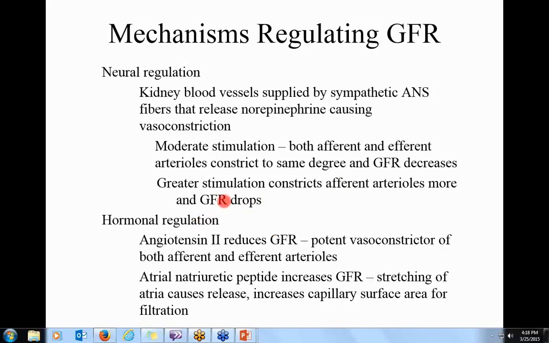Other ways that the glomerular filtration rate is regulated is through hormones. We have angiotensin II. It reduces the glomerular filtration rate because it's a potent vasoconstrictor of both the afferent and efferent arterioles. Atrial natriuretic peptide, ANP, increases glomerular filtration. It stretches, it increases capillary surface area for filtration. So this is one of the few that actually are not regulating blood flow but increasing surface area.